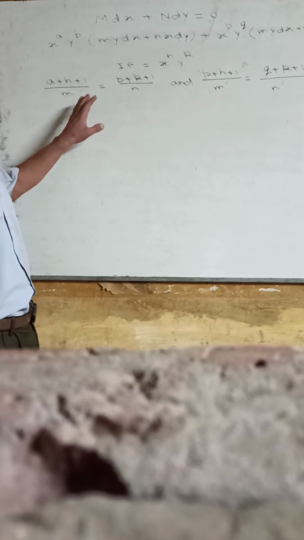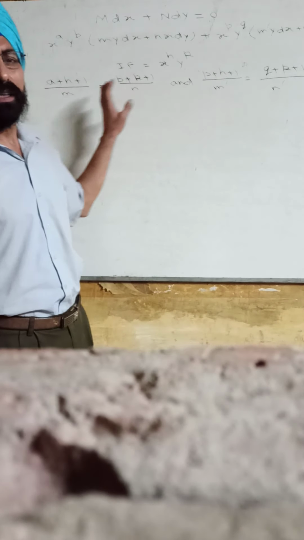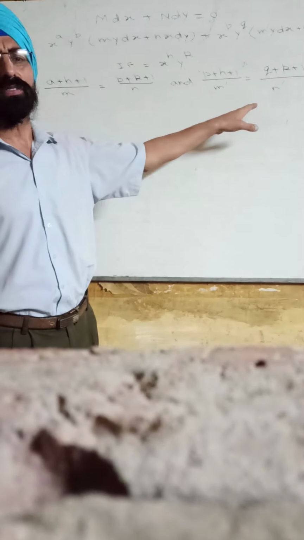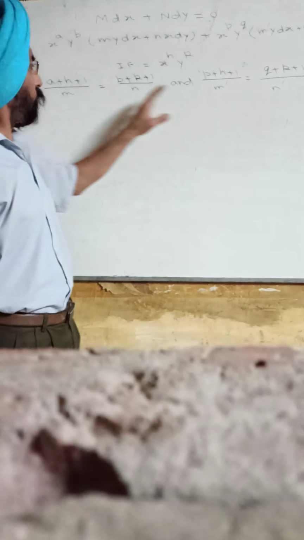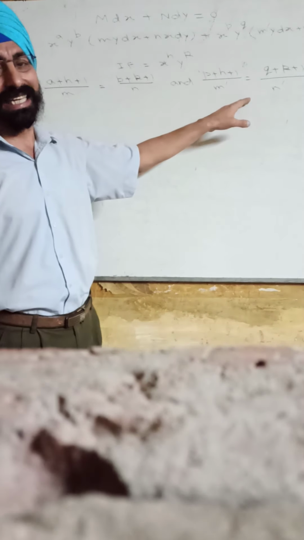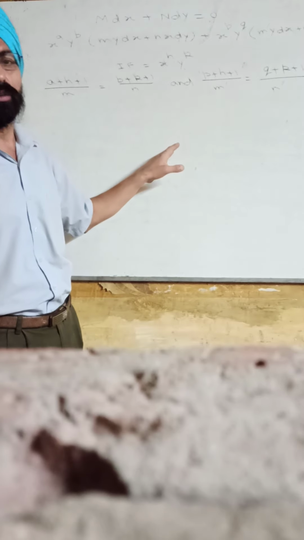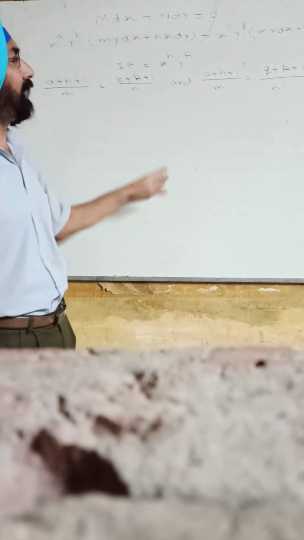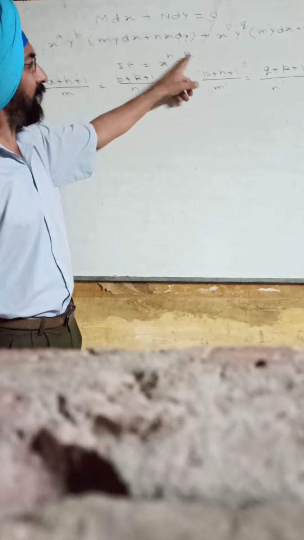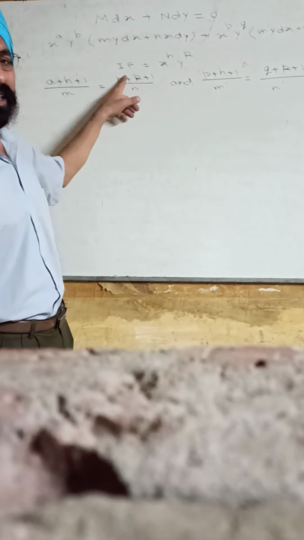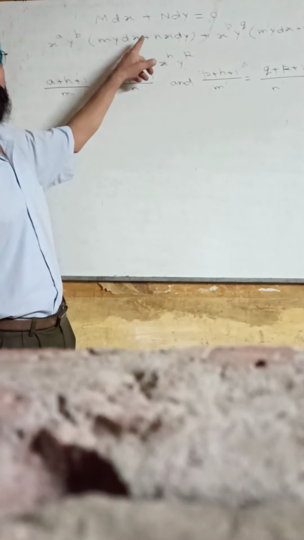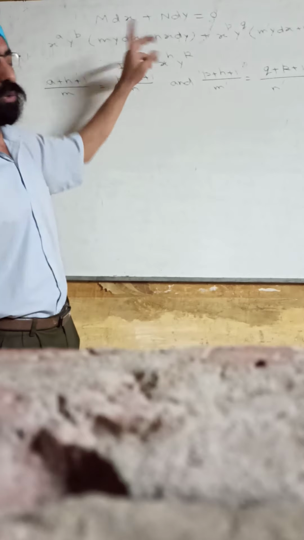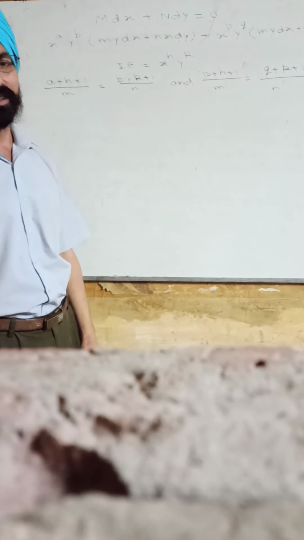What will we obtain from these two? We will obtain two linear equations in h and k. Solving those two, we will get the values of h and k. Substituting the values of h and k over here, we will get the integrating factor, and after multiplying by the integrating factor, the equation will become exact.